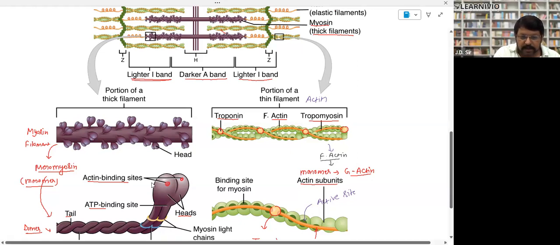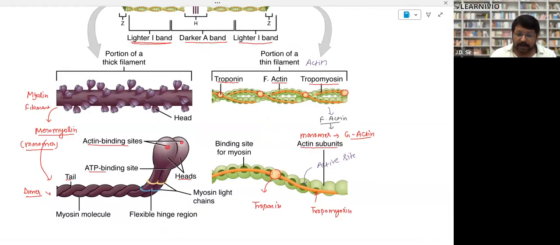So this light green filament is called F actin, meaning filamentous actin, and the single unit of F actin is called G actin, right? So if a question asks you what is the monomer of F actin or filamentous actin, your answer will be G actin, right?